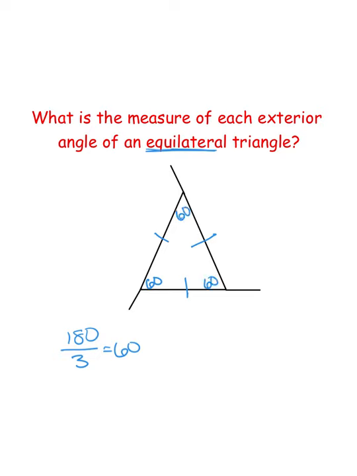To find an exterior angle, if I go with my exterior angle theorem, if I want this, it's add this angle plus this angle. So 60 plus 60 is 120. I could have also said that these two angles here make a straight line, so I could have done 180 minus 60, and I could have gotten 120 also.